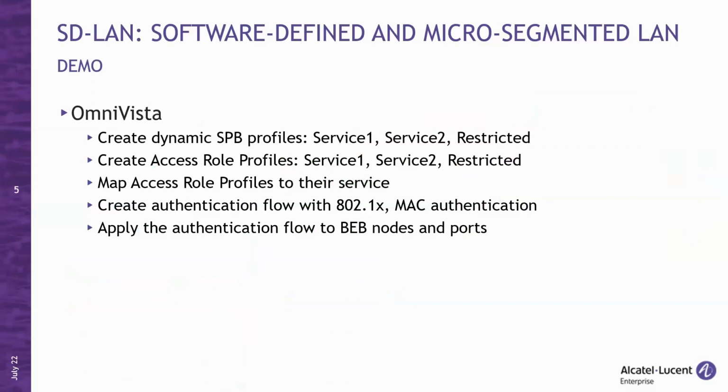We will create matching access role profiles and map those profiles to their dynamic service. We will create an authentication flow that authenticates using 802.1X against the UPAM RADIUS server with fallback to MAC authentication for devices without an 802.1X supplicant. And we will apply the restricted profile as default to devices that either fail authentication or when the right profile is not found. Lastly, we will apply this flow on BEB nodes and on specific ports. And of course, we will test it.